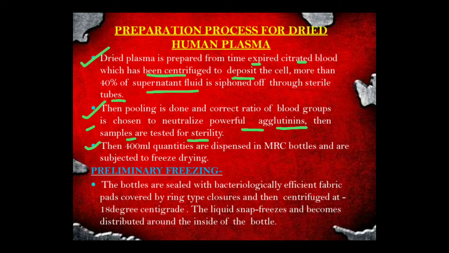Then 400 ml quantities are dispensed in MRC bottles and are subjected to freeze drying. Preliminary freezing includes the bottles being sealed with bacteriologically efficient fabric pads covered by ring-type closures and then centrifuged at 18 degrees centigrade. The liquid snap freezes and becomes distributed around the inside of the bottle.